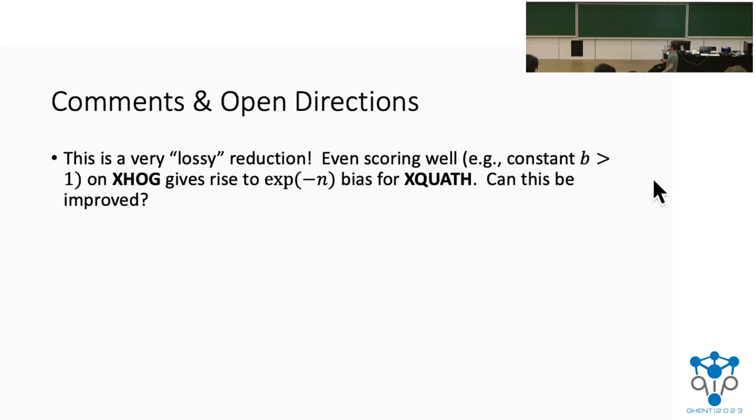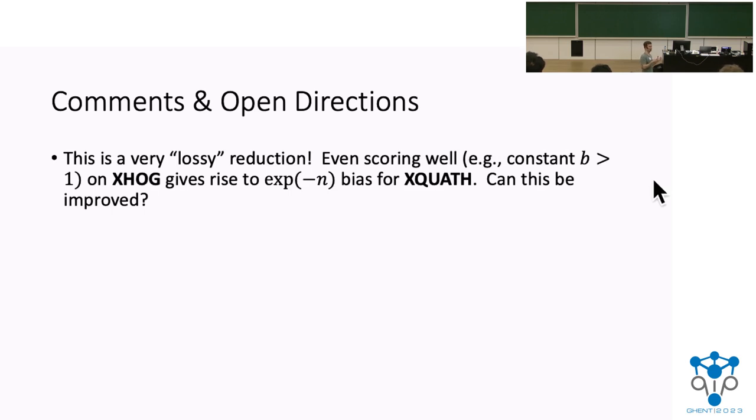Okay, so let me end with just a few comments, and then I'll stop for questions. One thing to notice is that it's a very lossy reduction. What do I mean by that? Well, the problem that the quantum algorithm is actually solving, like the HOG problem or the XHOG problem, might be hard, it might be easy, we don't know. But one thing that does seem to be true is that once we reduce this problem to the Quath variant, like the XQuath variant, it seems like we're losing quite a bit.